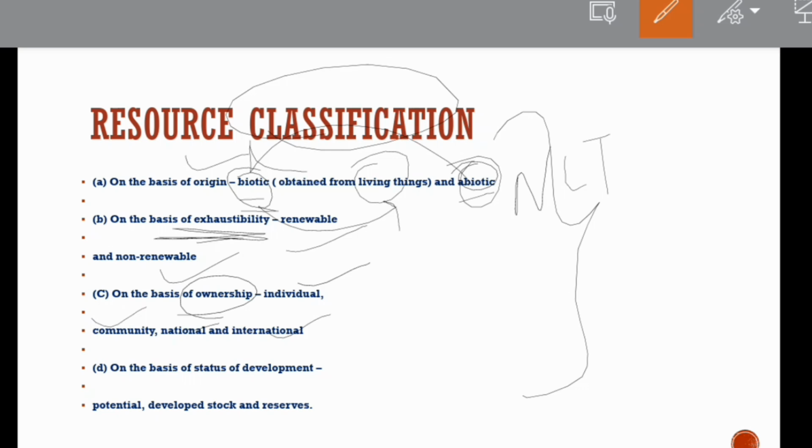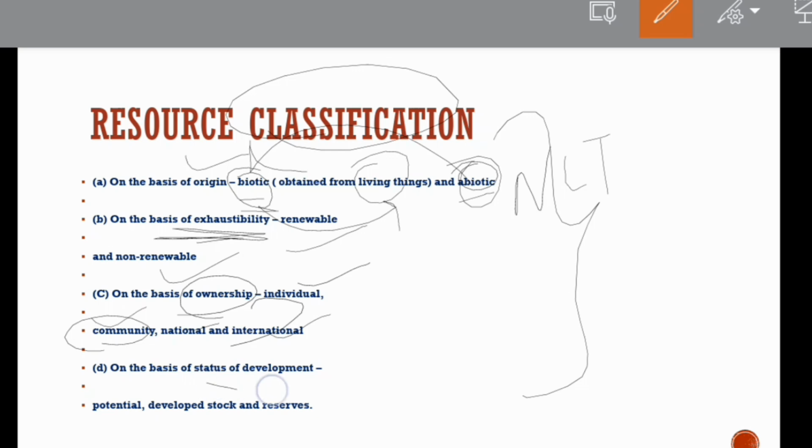Second is on the basis of community. A community owned resource is owned by a community near you. Examples are burial grounds, playgrounds, public wells, public washrooms, etc. These are community owned because they are not your private property. Third is national and international resources. For example, our domestic territory, that is mineral resources, water resources, forest. International resources means these resources are under the rules and regulations of international bodies. For example, the ocean beyond 200 nautical miles is not under any single country.